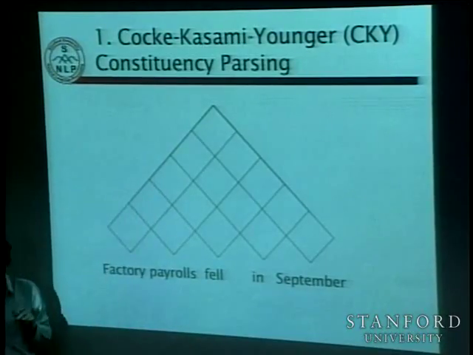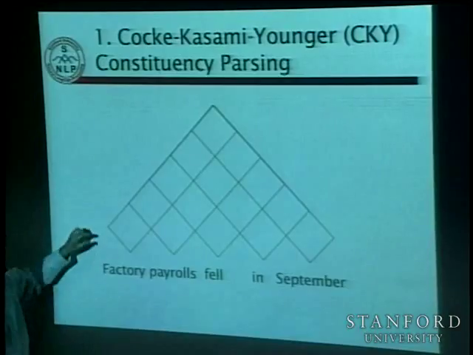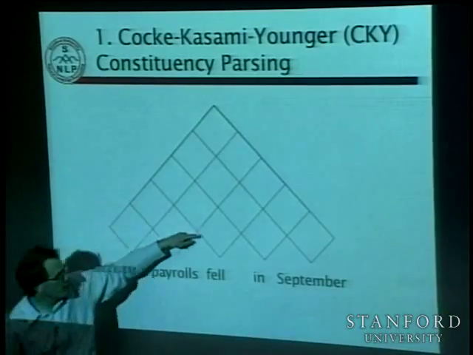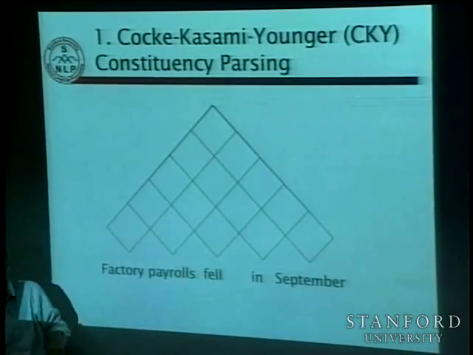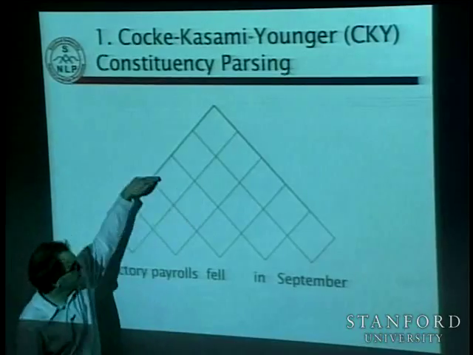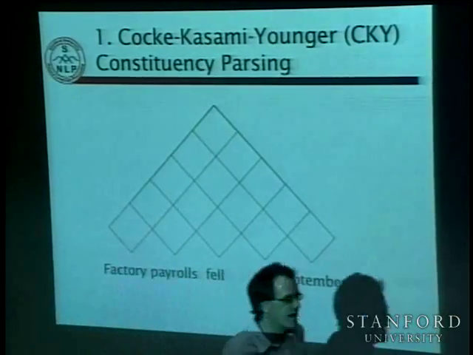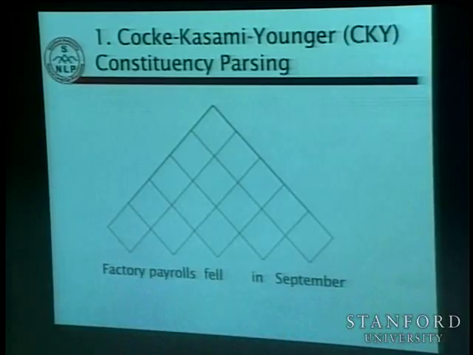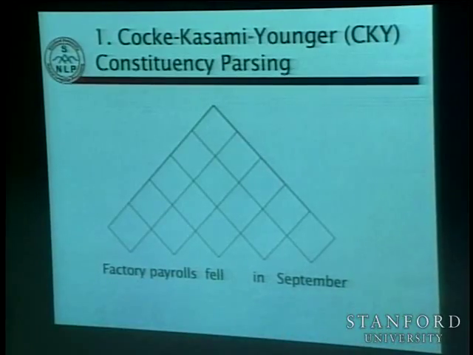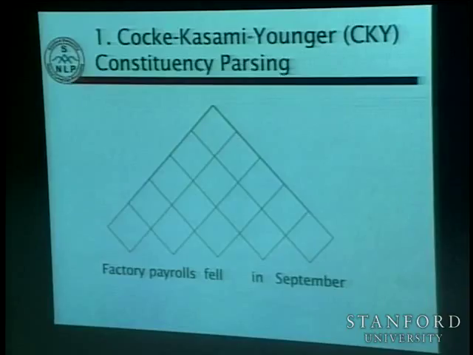And the nature of the CKY algorithm is you start with the one-word cells and you fill them in, and then you do the two-word cells, the three-word cells, the four-word cells, and the five-word cells. And so you work up in order of increasing span size. And using increasing span size as a method of exploring gives a straightforward dynamic programming structure that's exploited by the algorithm. So that's what that all shows.